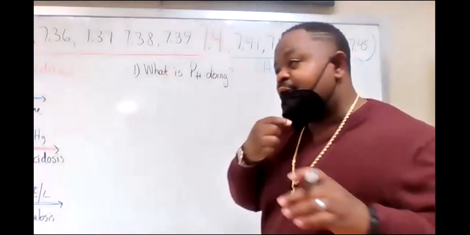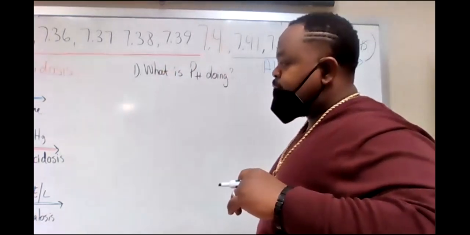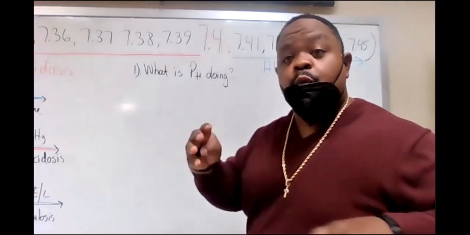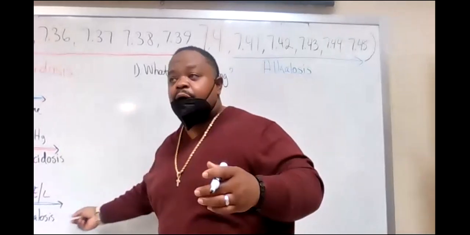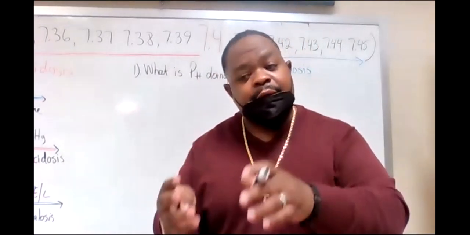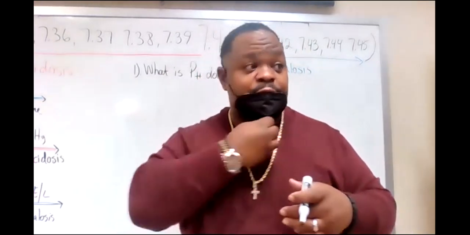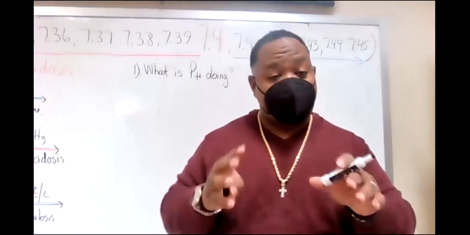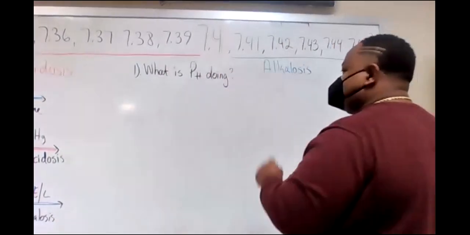There are 3 players in the acid-base. Player number 1 is pH. Player number 2 is the one that's causing her to do what she's doing, so it can either be CO2 or bicarb, depending on the values. And player number 3, you find out, is he trying to compensate for it or not? So we're first going to do just the basics. What is pH doing?